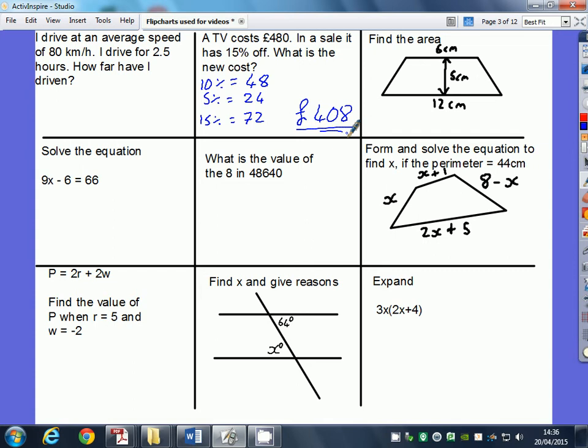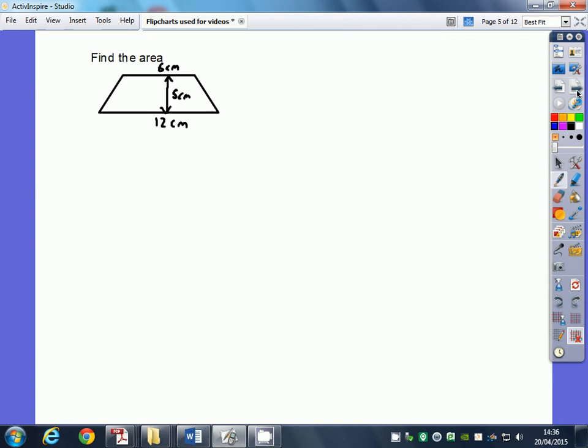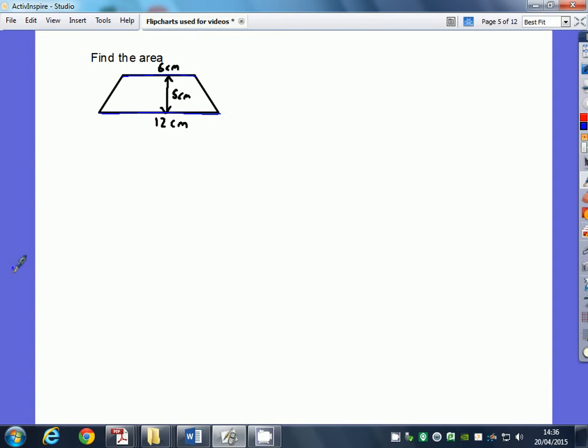Question number 3, finding the area of the shape. Well, hopefully you all know what the shape is. We've got a trapezium. And to find the area of a trapezium, we need to do half the sum of the parallel sides, and then we need to multiply it by the distance between them. So the parallel sides are these two here.